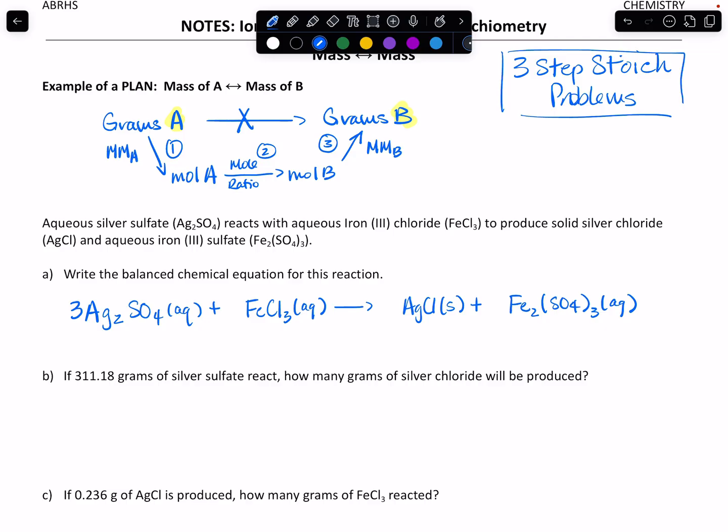All right. Now that's going to give me 6 silvers. So I need to balance that over on the product side. So I'm going to put a 6 in front of AgCl. All right. Well, that gives me 6 chlorines on the product side, but I only have 3 on the reactant side. So I'm going to put a 2 in front of FeCl3, which gives me 2 irons, which I have over on the product side. So now I'm nice and balanced.